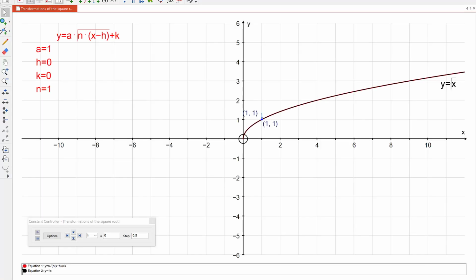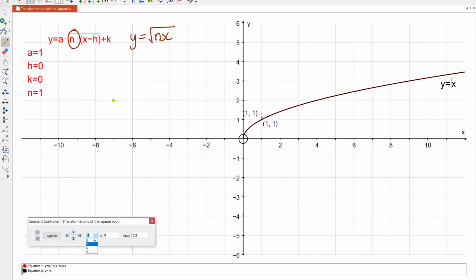Okay, so we're back over here in the graph, and now I want to focus on n. This number in here, underneath the square root. So we really just want to focus on y equals the square root of nx. I'm going to leave a as 1, so we just have 1 times the square root, and I'm going to leave h and k as 0, so there's no translation. So we just want to focus on that value n, and what happens as we change n.